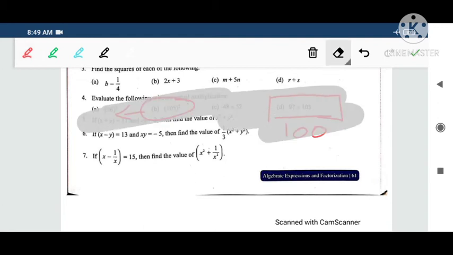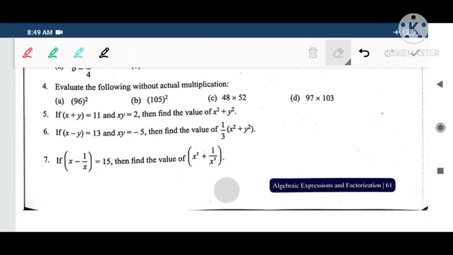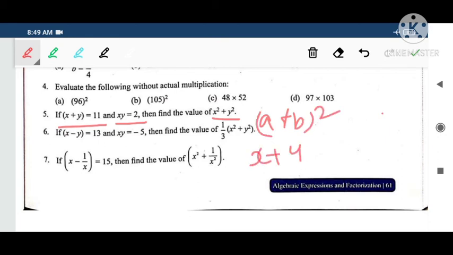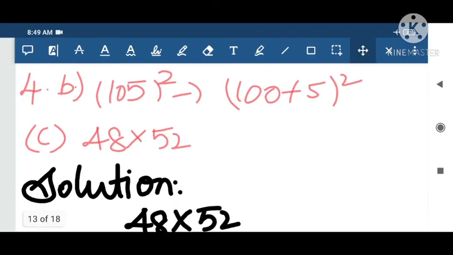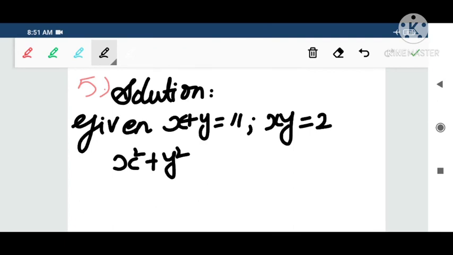Next, we see question number 5. If x plus y is equal to 11 and xy is equal to 2, what is the value of x square plus y square? How can you solve it? From the (a plus b) whole square, that is the (x plus y) whole square identity itself, you can solve this question. The given values are x plus y is equal to 11, xy is equal to 2. We need to find x square plus y square.